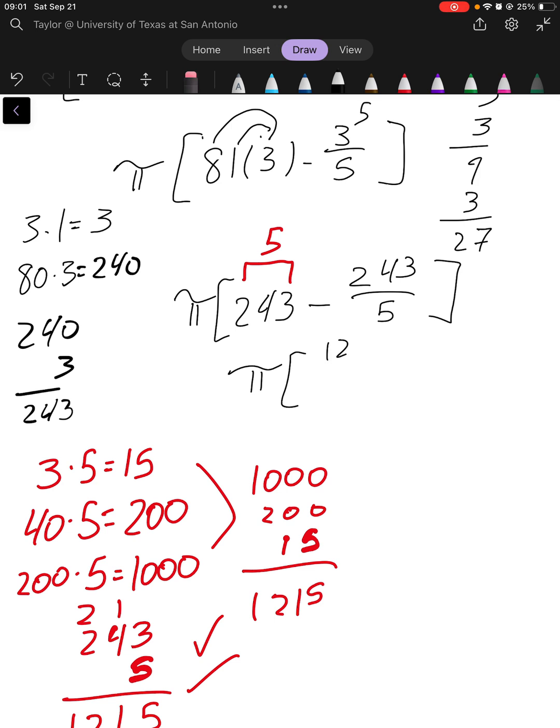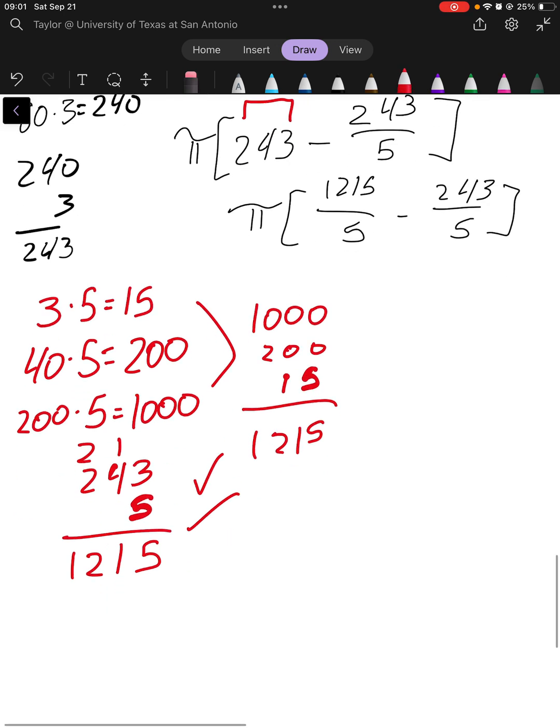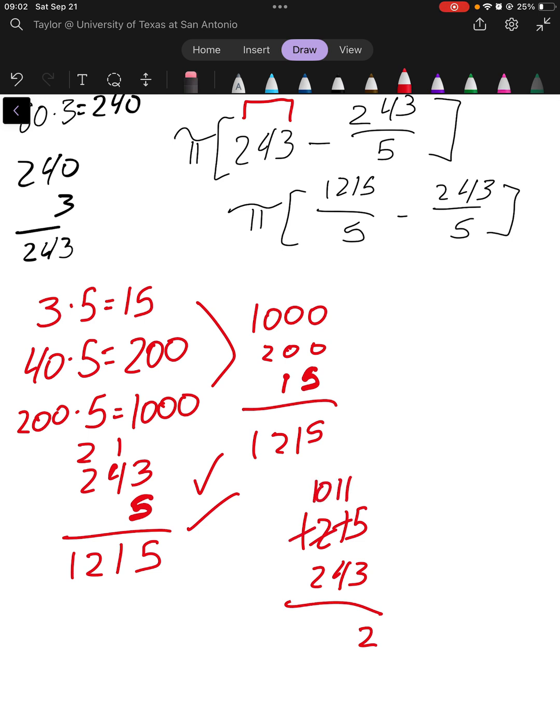Then I get 1215 over 5 minus 243 over 5. Okay, and then again doing a little bit more arithmetic below. 1215 minus 243. I'm going to subtract the 3 and the 4 and the 2, and I get 8, 7 and so on.